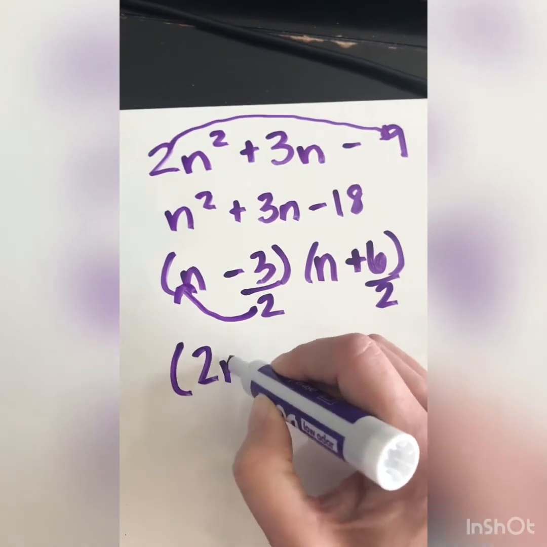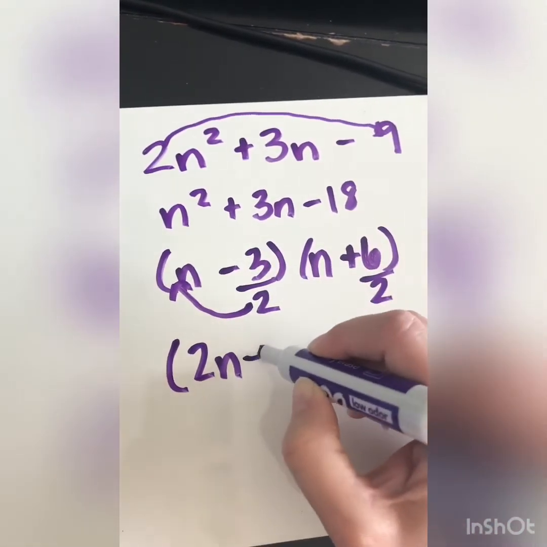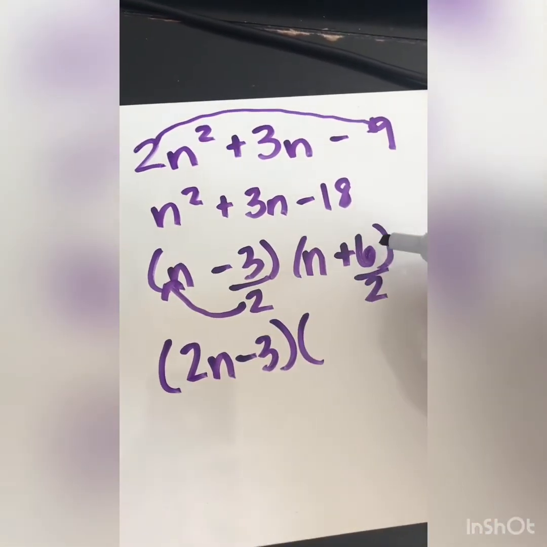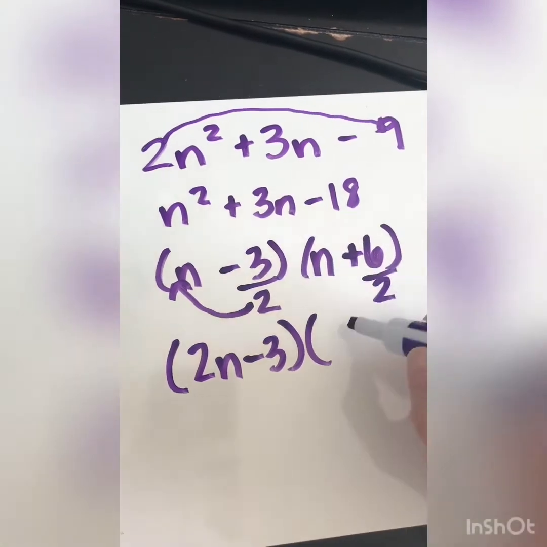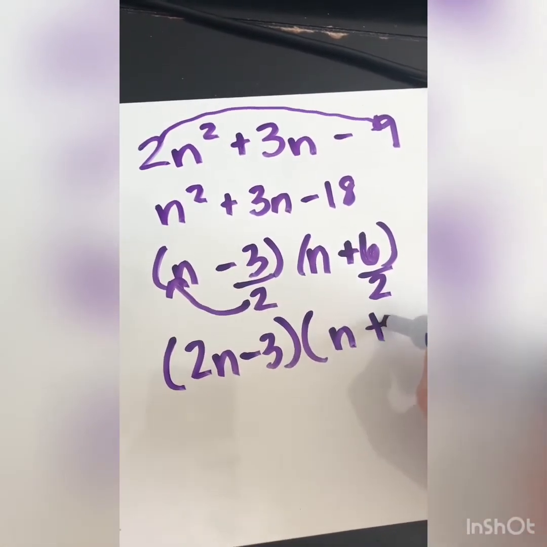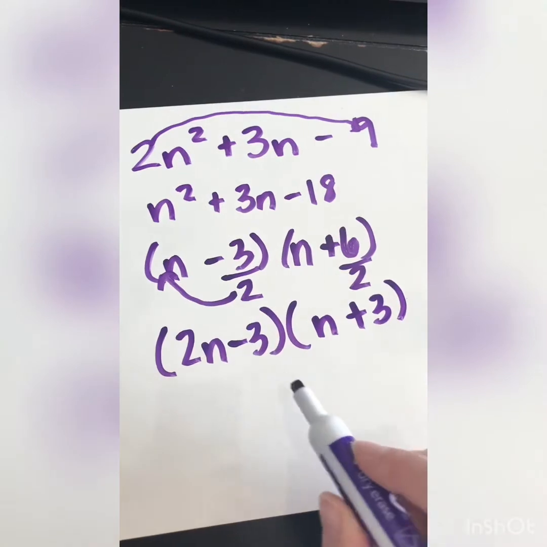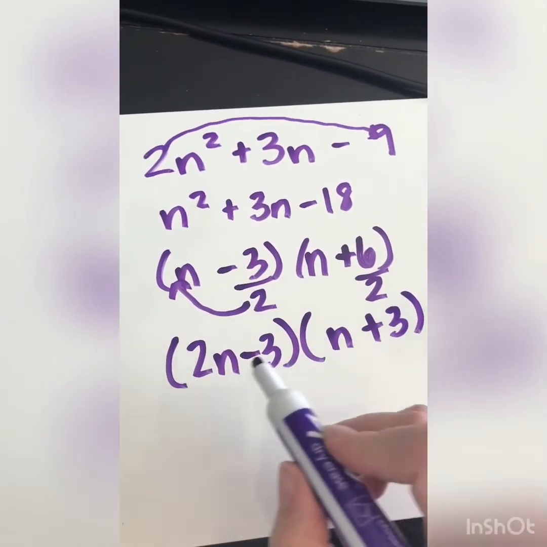So I've got 2n minus 3. Over here, these do simplify down. 6 divided by 2 is 3, so that's just going to be n plus 3. And now I'll go ahead and multiply these out and check my answer.